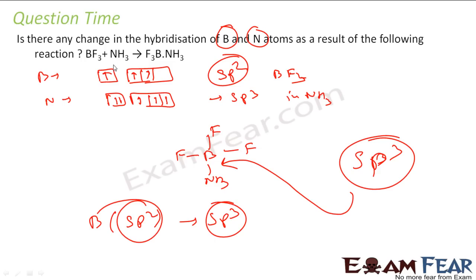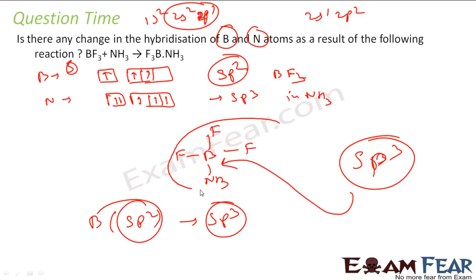Earlier it was sp2, because atomic number is 5, if you see, 1s2, 2s2, 2p1, but in the excited state it becomes 2s1, 2p2, right? It is sp2, but for this particular compound it has to have 4 bonds, so it will be sp3 hybridization.